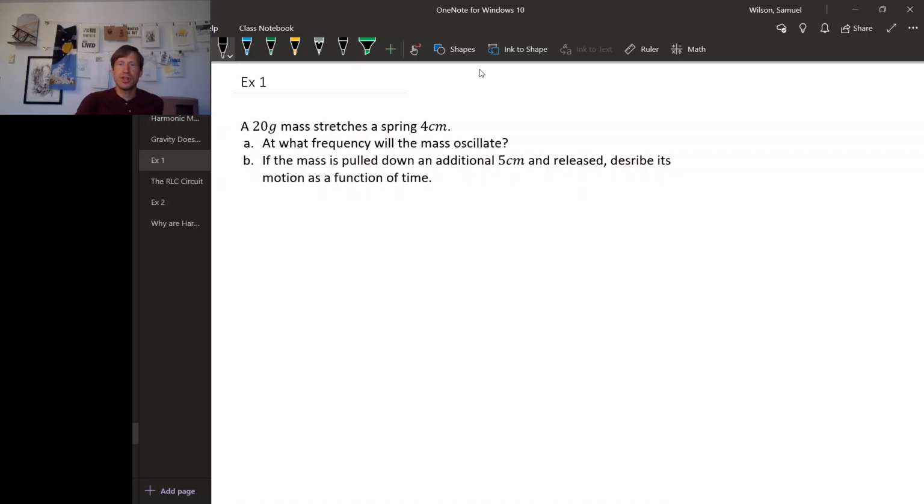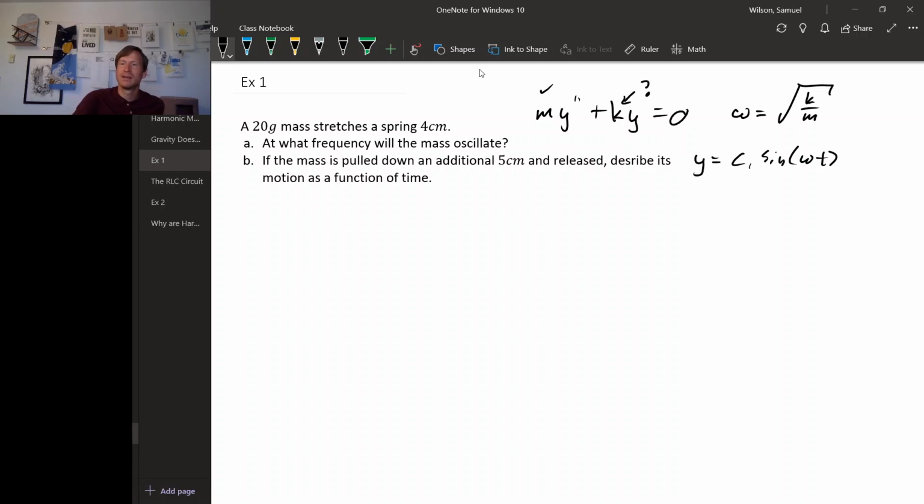So in general, we know that we're going to get the differential equation m times y double prime plus k times y equals 0. And we know the mass. We don't know k yet. But once we find it, we know that the angular speed of this situation will be the square root of k over m. And also, we will know that the general behavior of this kind of system is y equals some constant times sine omega t plus some constant times cosine omega t. And it's the initial conditions that determine these constants.